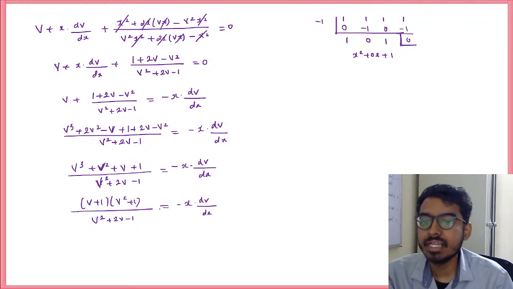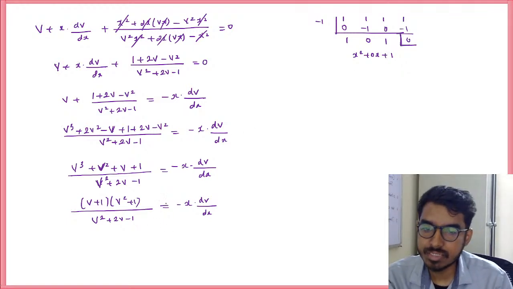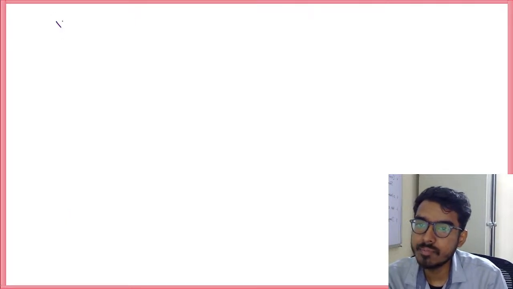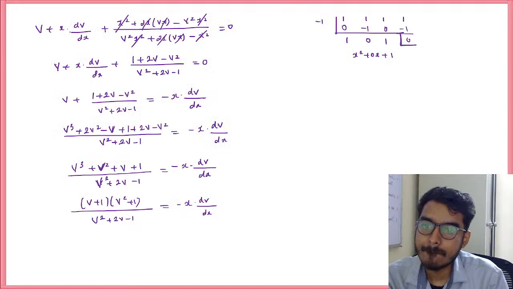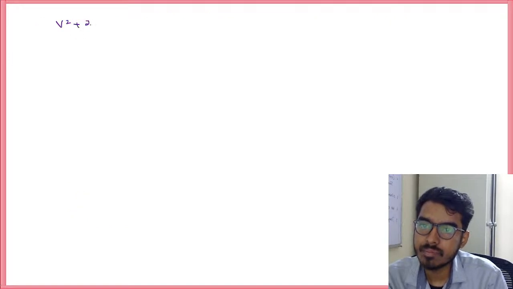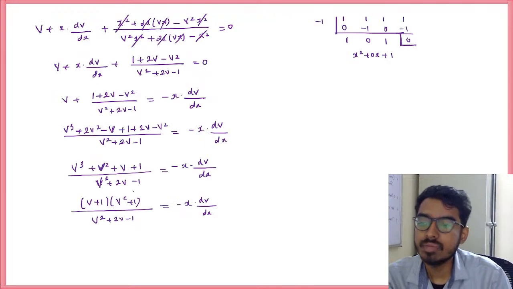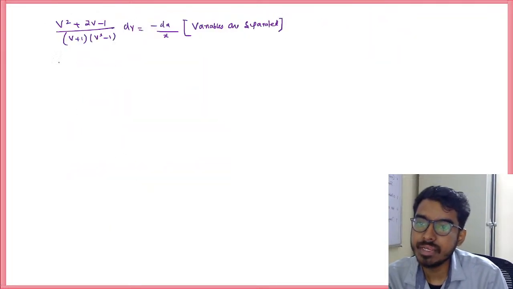So we will separate b's and db's to one side, x and dx to the other side. So we will have (b square plus 2b minus 1) divided by (b plus 1) into (b square plus 1) db equal to minus dx by x. Variables are separated. Now we have to integrate this.